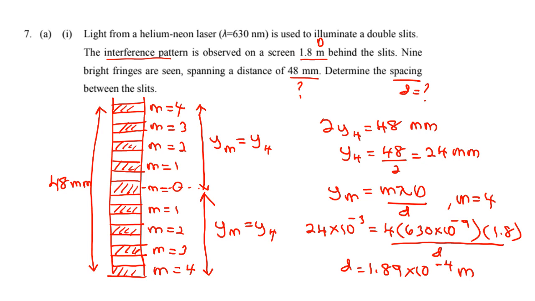Okay, how about the marks? Okay, the marks here, there are 3. Number 1, how you get the value for y4? 48 divided by 2, that is for K1. Okay, next, you substitute all the values, you get J1. And then the final answer here, you get JU1.